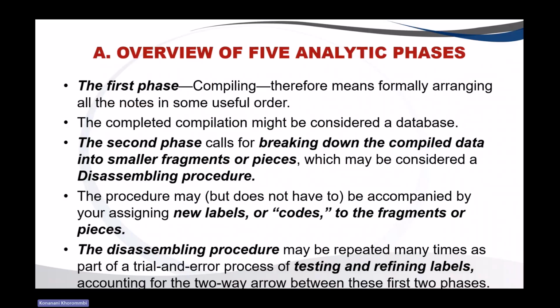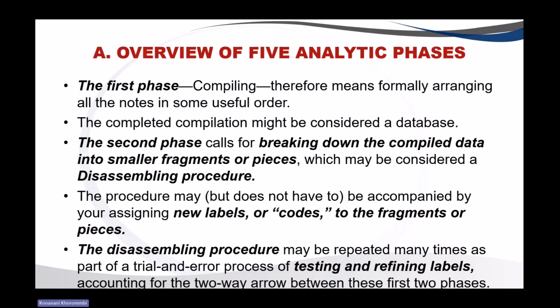So a researcher must decide what the deassembling activity is and what this packaging into small fragments means to him, in the presence of the data that he would have collected. The procedure might be accompanied by your assigning new labels or codes to the fragments or pieces. Assigning new labels is to give them names, to name what they are. So those little chunks are then compartmentalized and given labels.